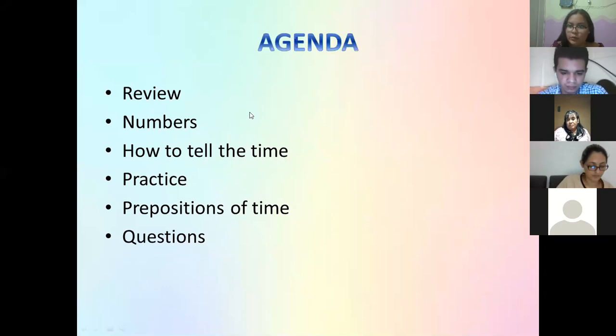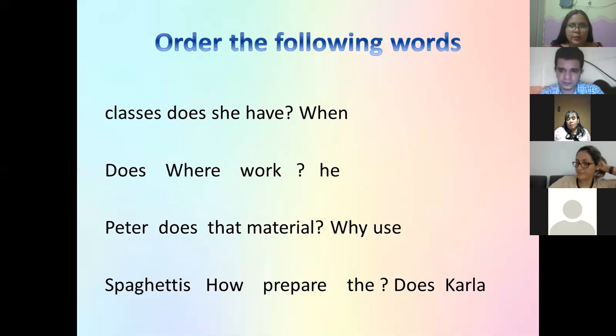Now, we're going to review WH questions. We're going to study the numbers. We're going to see expressions and how to tell the time. We're going to practice that. We're going to study prepositions of time and then questions. We're going to practice questions, but questions to ask about the time. So, order the following words.